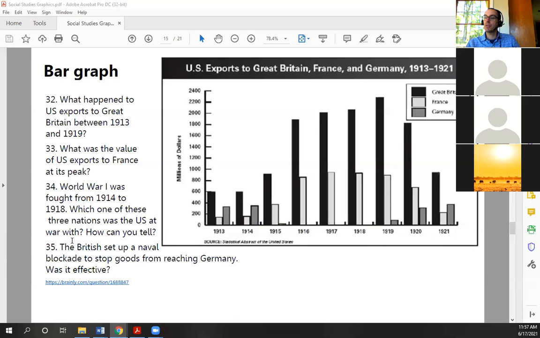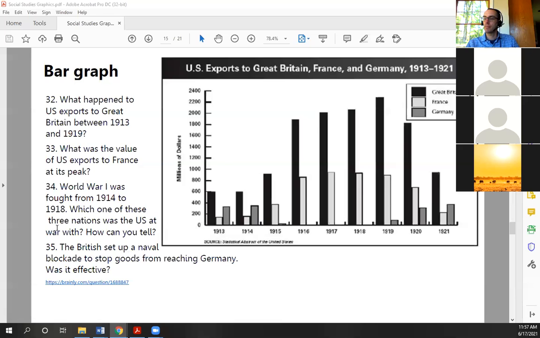Okay. And number 35: the British, during the war, set up a naval blockade to stop goods from reaching Germany. Was it effective? This kind of overlaps with my previous question. Looks like with the French, no big change, but with Great Britain, they have more increase.